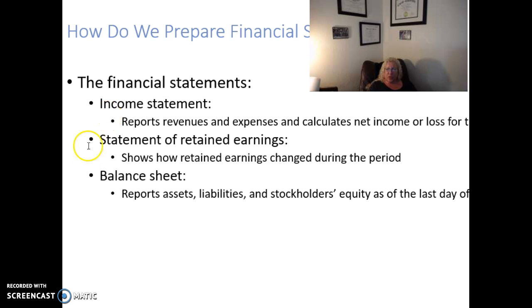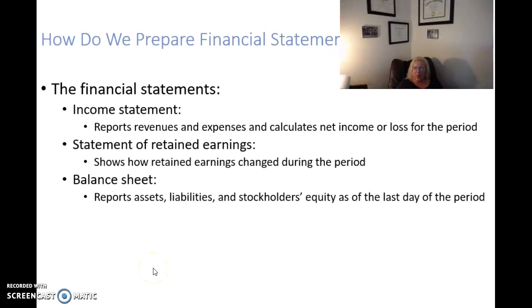All right, so the financial statements that we'll be covering this week are the income statement, the statement of retained earnings, and the balance sheet. The income statement reports the revenues and expenses and calculates the net income or loss for the period. The statement of retained earnings shows how retained earnings changed during the period. And the balance sheet reports your assets, your liabilities, and your stockholders' equity as of the last day of the period. The balance sheet is where you can actually see the accounting equation in action.